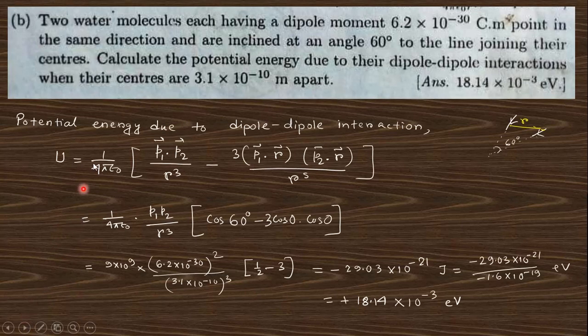Go to the next one, that is 6b, which says: two water molecules each having a dipole moment. The dipole moments of the two water molecules point in the same direction and are inclined at 60 degrees. They point in the same direction, but the angle between them is 60 degrees, lying on the line joining their centers. Calculate the potential energy due to their dipole interaction when their centers are this distance apart.